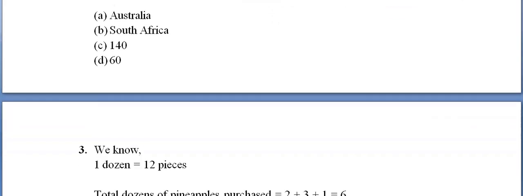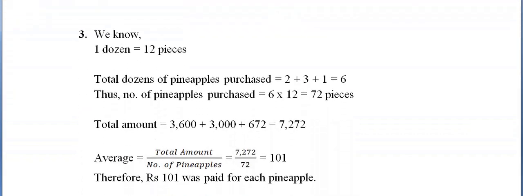Now let us see the next question. So a pineapple vendor goes to the market and buys 2 dozen pineapples for 3,600 from a shop, 3 dozen pineapples for 3,000, and a dozen pineapples for 672. So what was the average price he paid for each pineapple?